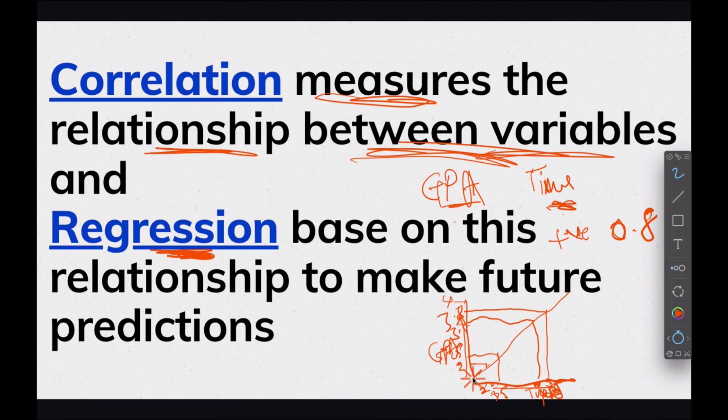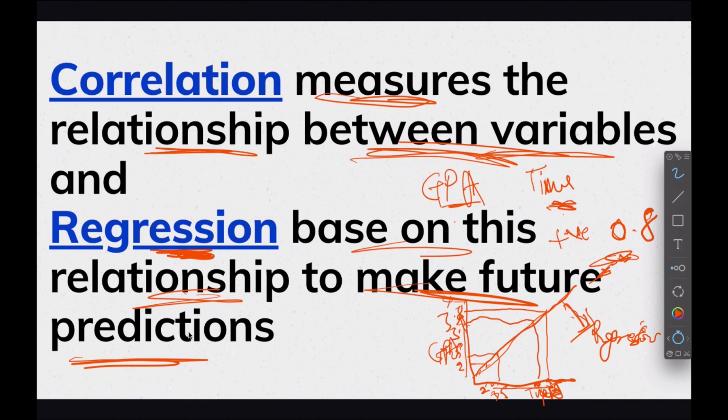So in order for you to make this kind of a prediction, that's when regression analysis comes in. After you find a relationship to be either positive or negative, either strong or moderate, or maybe there's no correlation, or maybe curvilinear, which is quite rare to come up with, then you use the regression to make further predictions based on the relationship.